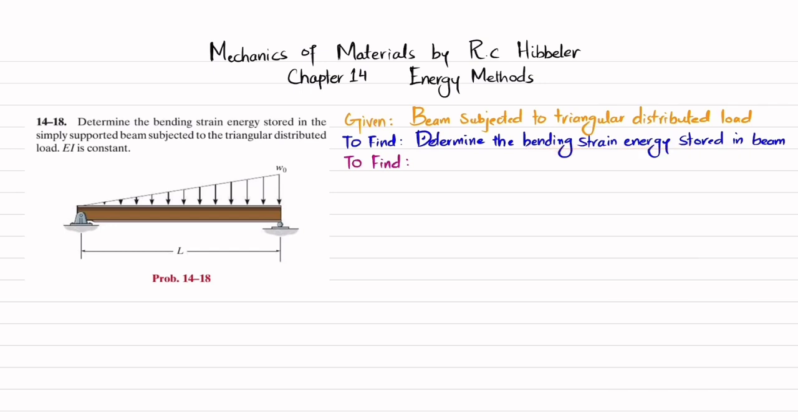As we know, the bending strain energy Ui is equal to the integral from 0 to the whole length L of M squared dx divided by 2EI. Now we will find this moment M.